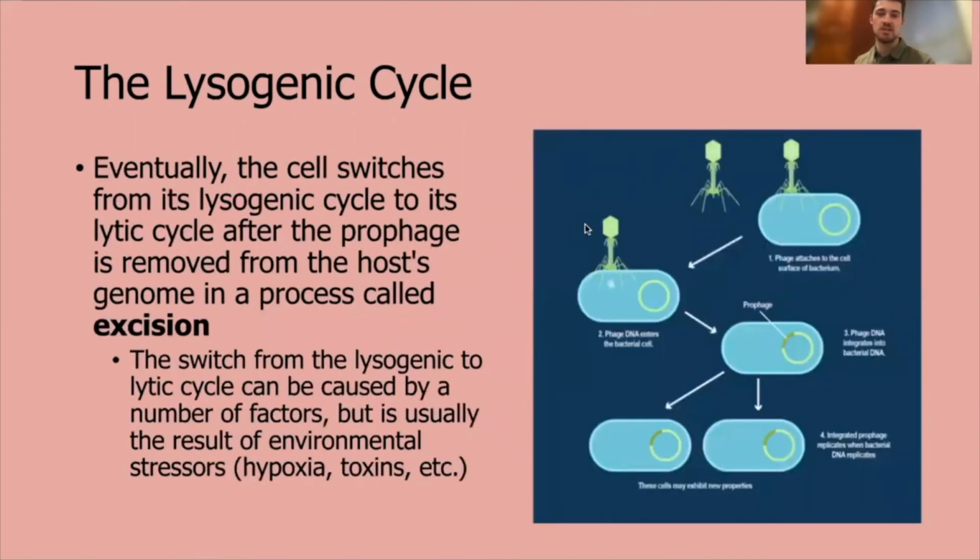So eventually the cell switches from its lysogenic cycle to the lytic cycle after the prophage is removed from the host's genome in a process called excision. The switch from the lysogenic to the lytic cycle can be caused by a number of factors, but it's usually the result of environmental stressors like hypoxia, toxins, stress.